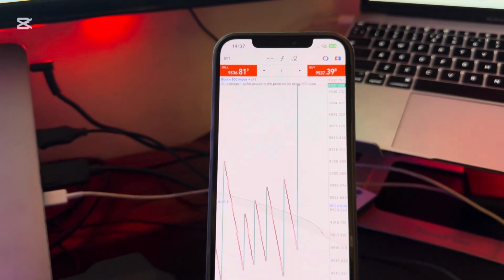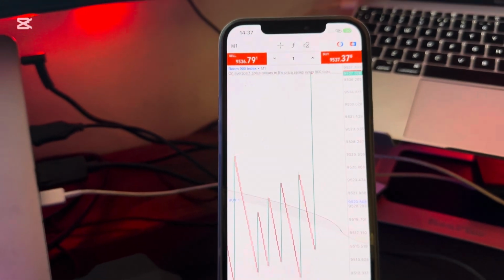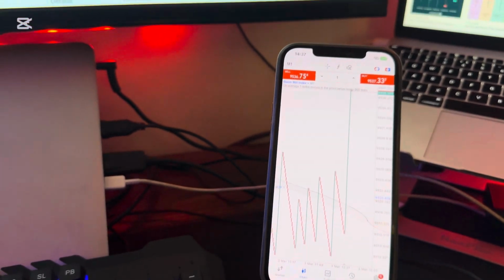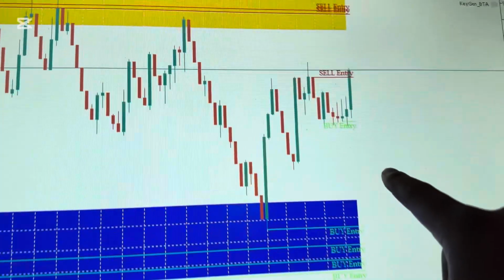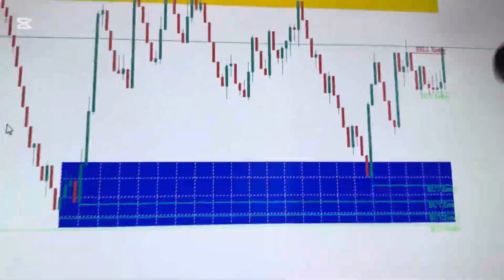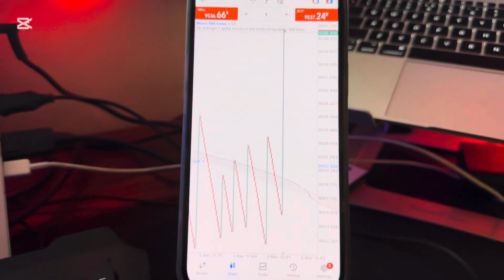What did I tell you guys? It's been like 5 minutes. Look at that spike that we caught on Boom 900. I told you we're going to buy. We're buying from this level that we got the trade from using the indicator. And look at that spike. Look how big that spike is.